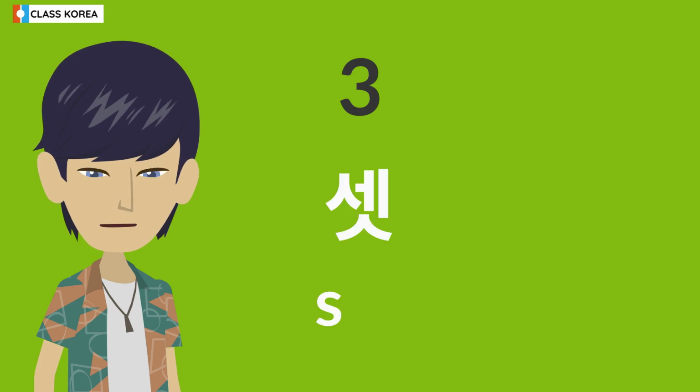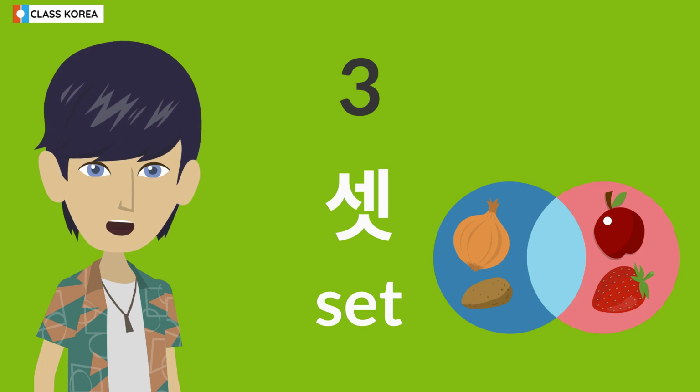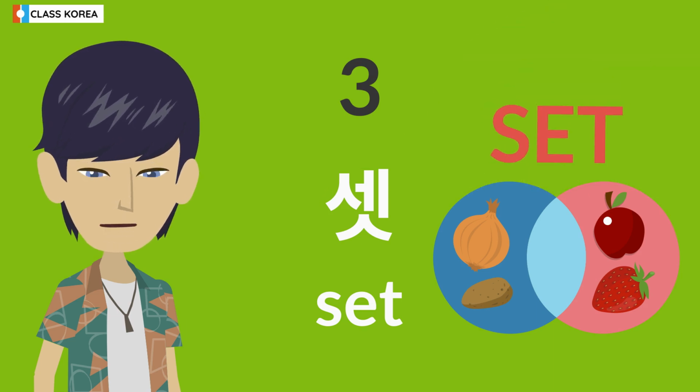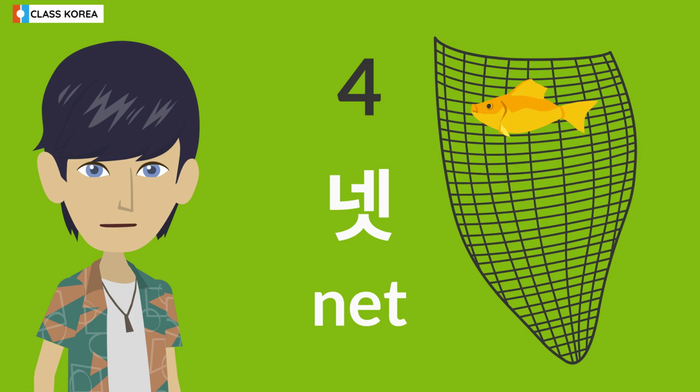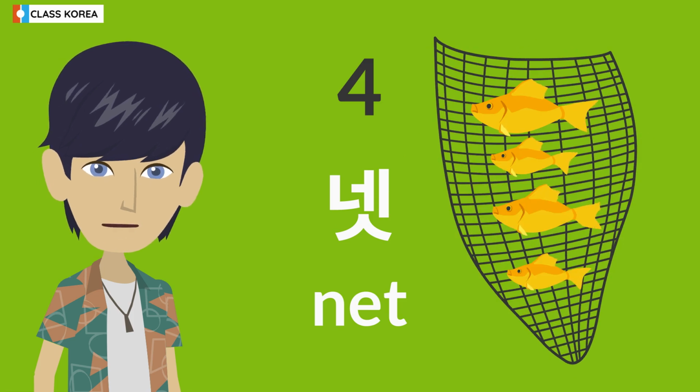3. 셋, it is just like the word said in English. Right? 4. 넷, it sounds like net. Imagine a fishing net with 4 fish inside.